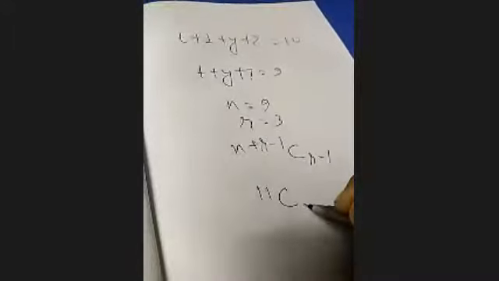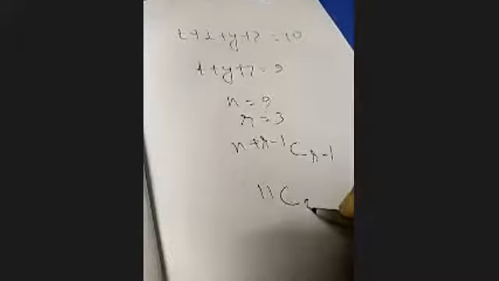So the value of n is 9, r is 3, and n plus r minus 1 C r minus 1 is nothing but 9 plus 3 is 12, minus 1 is 11. So 11C2, that is 11C(3 minus 1). And again, I am explaining why t plus 1. That was the most typical step.